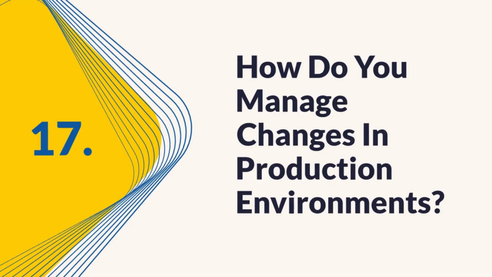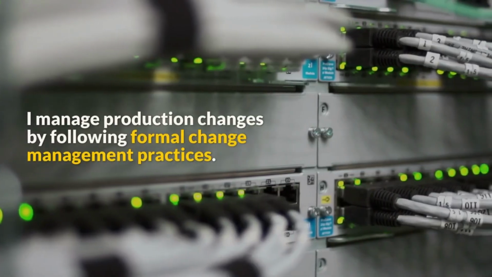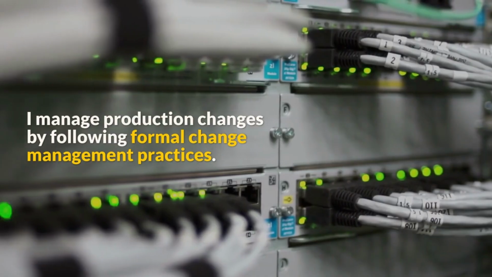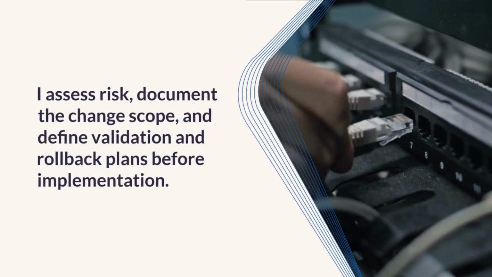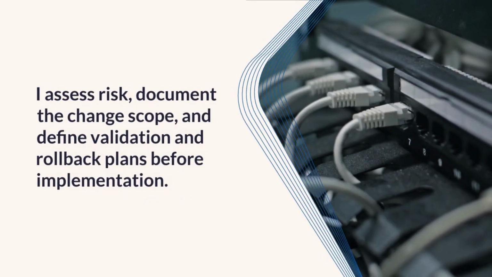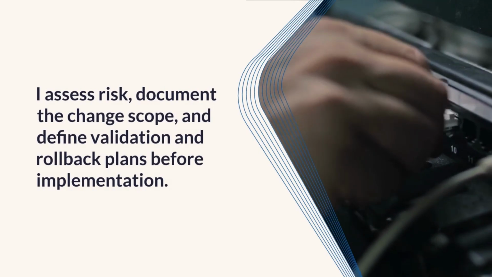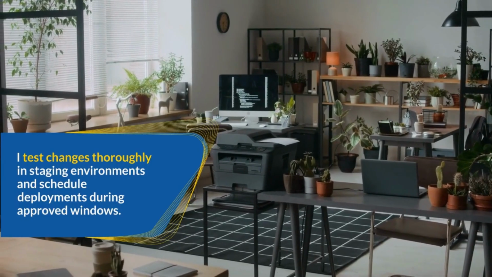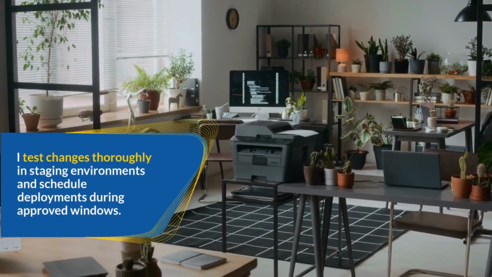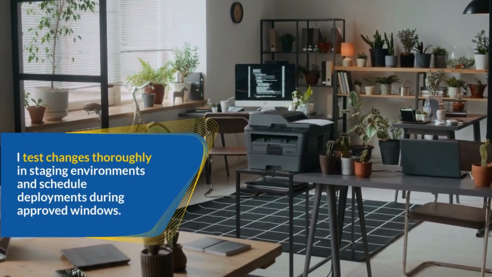17. How do you manage changes in production environments? I manage production changes by following formal change management practices. I assess risk, document the change scope, and define validation and rollback plans before implementation. I test changes thoroughly in staging environments and schedule deployments during approved windows.